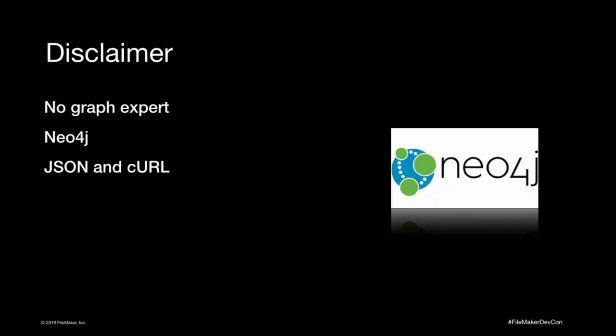Little disclaimer, I'm no graph expert. It's for more than a year now that I'm studying this subject, but I'm not graph certified yet. So I'm a FileMaker developer. I'm curious. I'm looking at the horizon. What's new there? What are the new technologies? And can this be of interest for a FileMaker developer? That's the point of view.